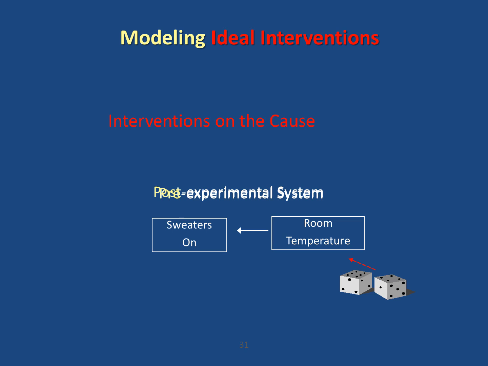So we model an ideal intervention, by which I mean we're going to take over and completely determine the value of some variable by adding that variable intervention outside the original system and then putting a direct cause from it into the variable that you've targeted.